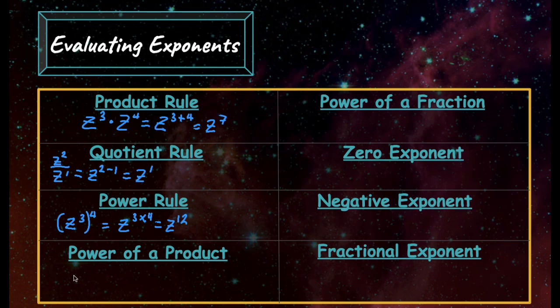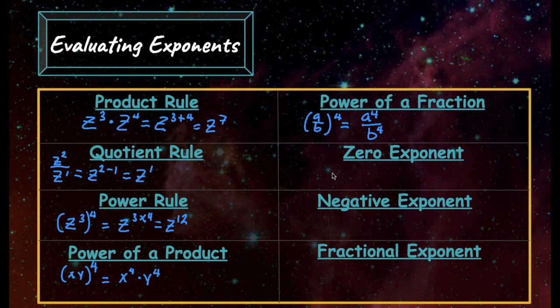Power of a product tells us that if we have two terms multiplying together and they're both raised to a specific power, that power applies to each term individually. So if we have x times y to the power of 4, this is the same as x to the power of 4 times y to the power of 4. A power of a fraction tells us that if we have a fraction like a over b raised to a power, the power applies to both the top term and the bottom term. So this will be a to the power of 4 divided by b to the power of 4.